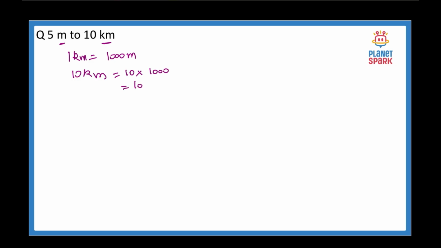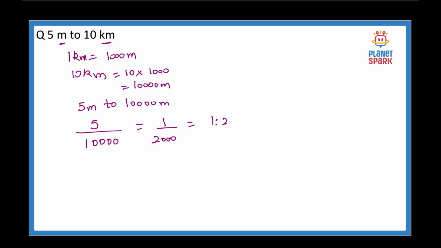I have made the units same. Now the units are same as 5 meter and 10,000 meter. We have to find out the ratio of 5 meter to 10,000 meter. In fractional form, we will write down 5/10,000. 5/10,000 we can reduce in the simplest form by dividing by 5, and I will get 1/2000. 1/2000 is the simplest form, so the ratio is 1:2000.